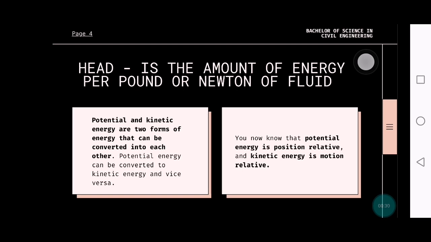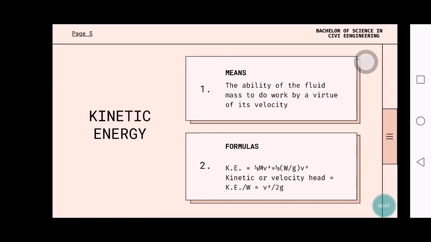Next, potential and kinetic energy are two forms of energy that can be converted into each other. Potential energy can be converted to kinetic energy and vice versa. You now know that potential energy is position relative and kinetic energy is motion relative. Kinetic energy, meaning the ability of the fluid mass to do work by virtue of its velocity.